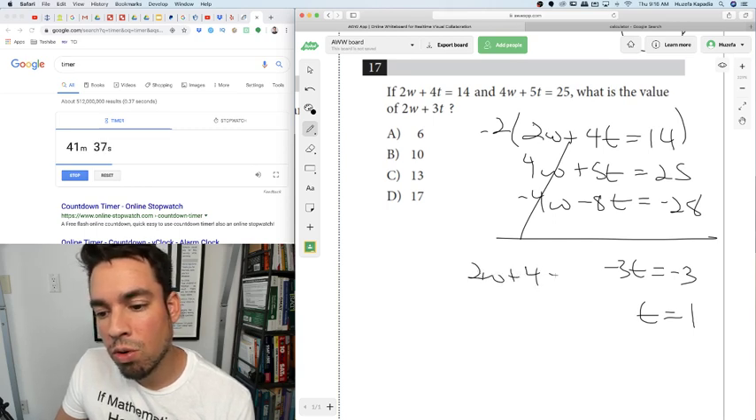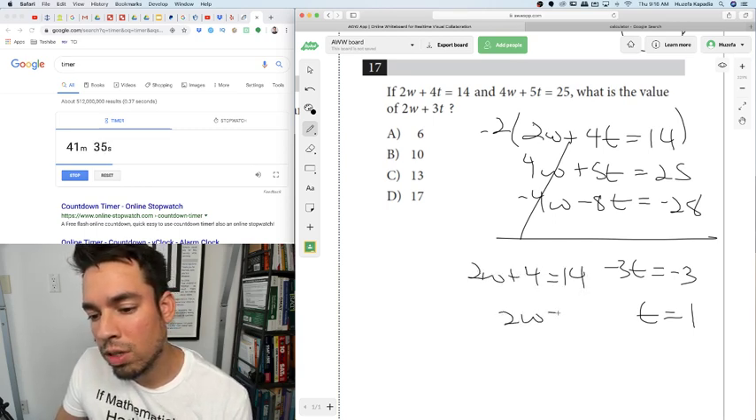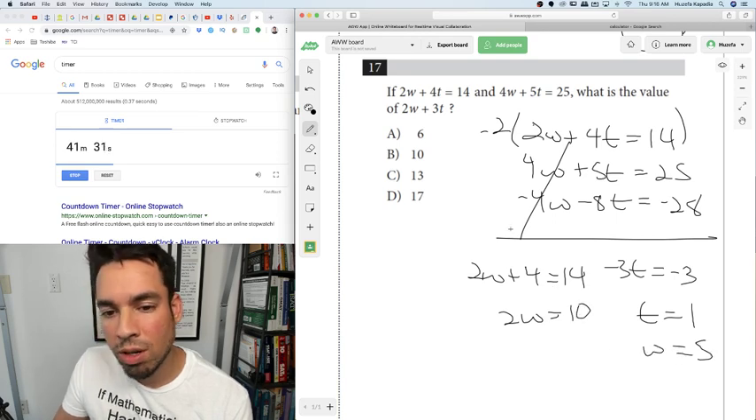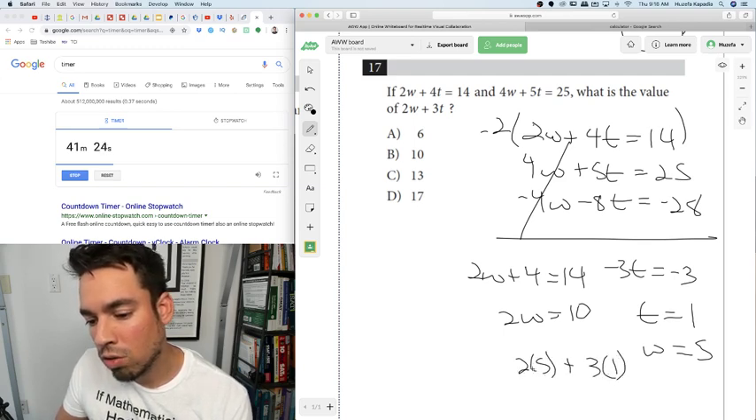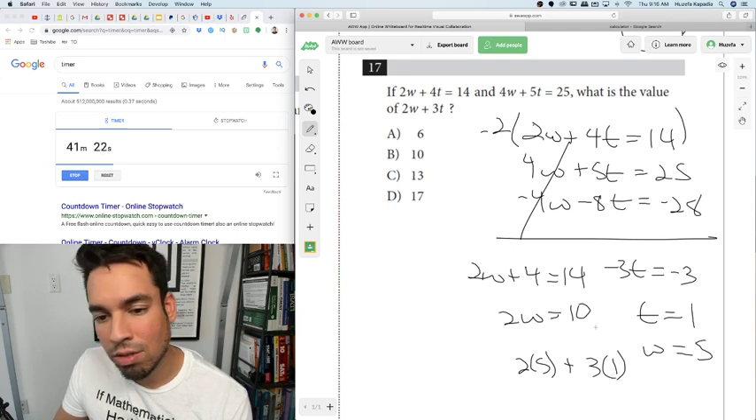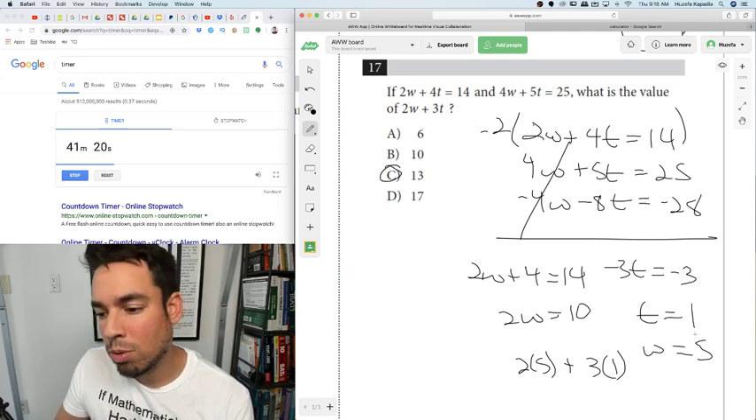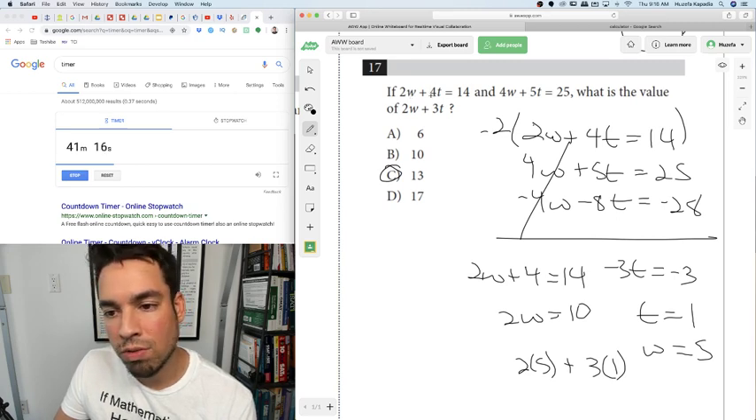If t equals 1, now let's plug it into that one. 2w plus 4 equals 14. 2w equals, subtract 4, 10. W equals 5. So then we want 2w, which is 2 times 5, plus 3t, which is 3. So 10 plus 3 is 13. But let's double check with both equations. If w is 5, that's 10 plus 4, 14. 14, good. 4 times 5 is 20, plus 5 times 1, 25. Okay, so I'm happy. And then 13, yeah.